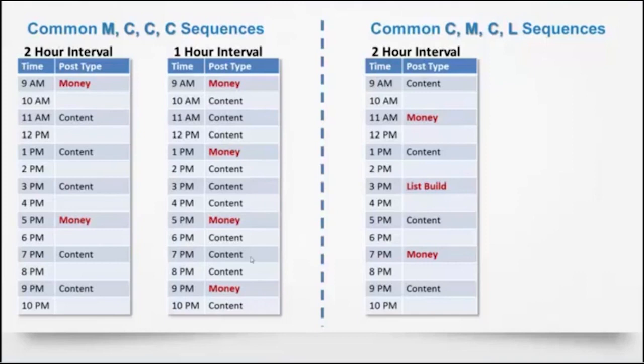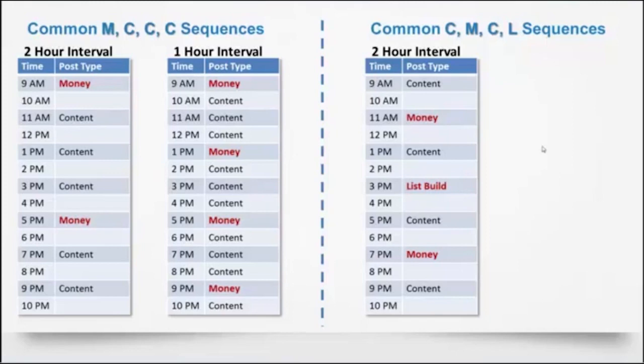Then the next day, 10 p.m. would be our last post for the day. Then at 9 a.m. we would do content, 10 a.m. would be content, and 11 a.m. would be our first money post, and then our sequence would keep continuing. So here, by going to a 1 hour interval, we've gone to 4 traffic generation posts a day.